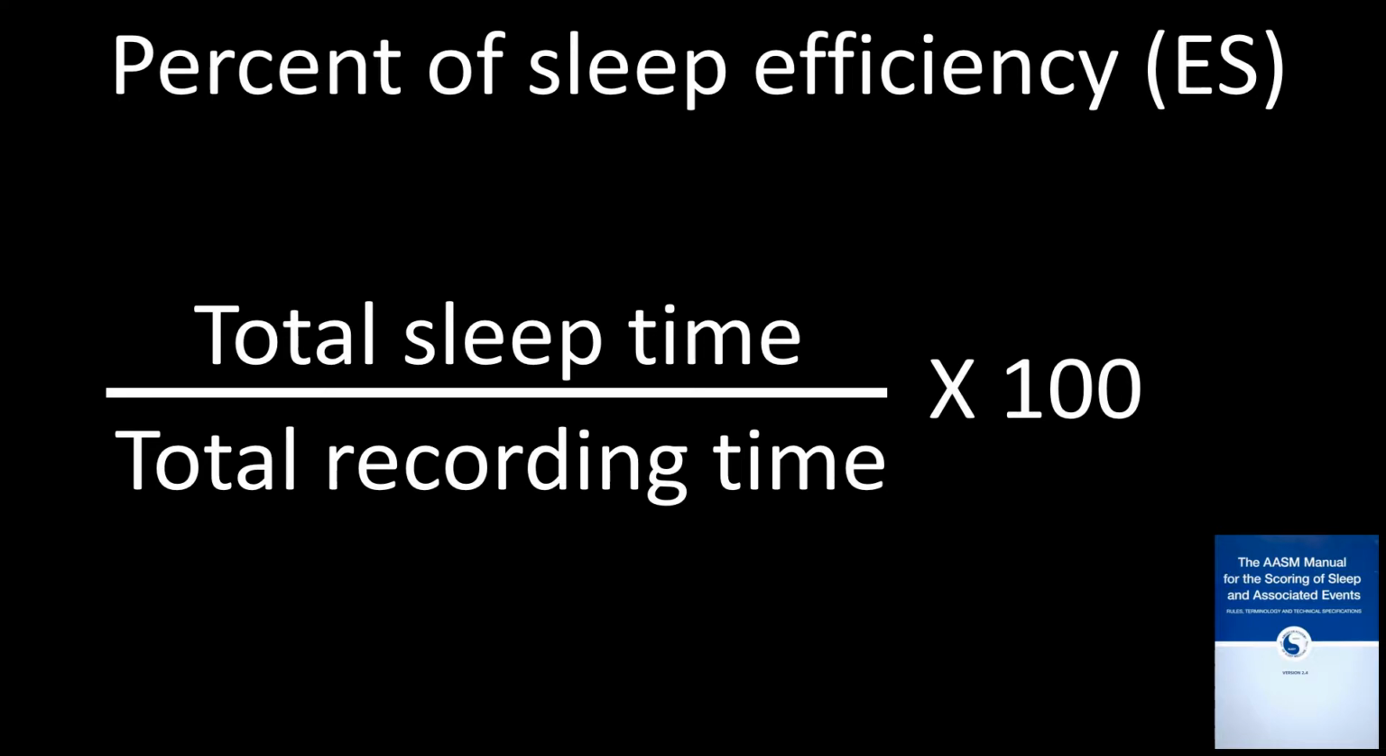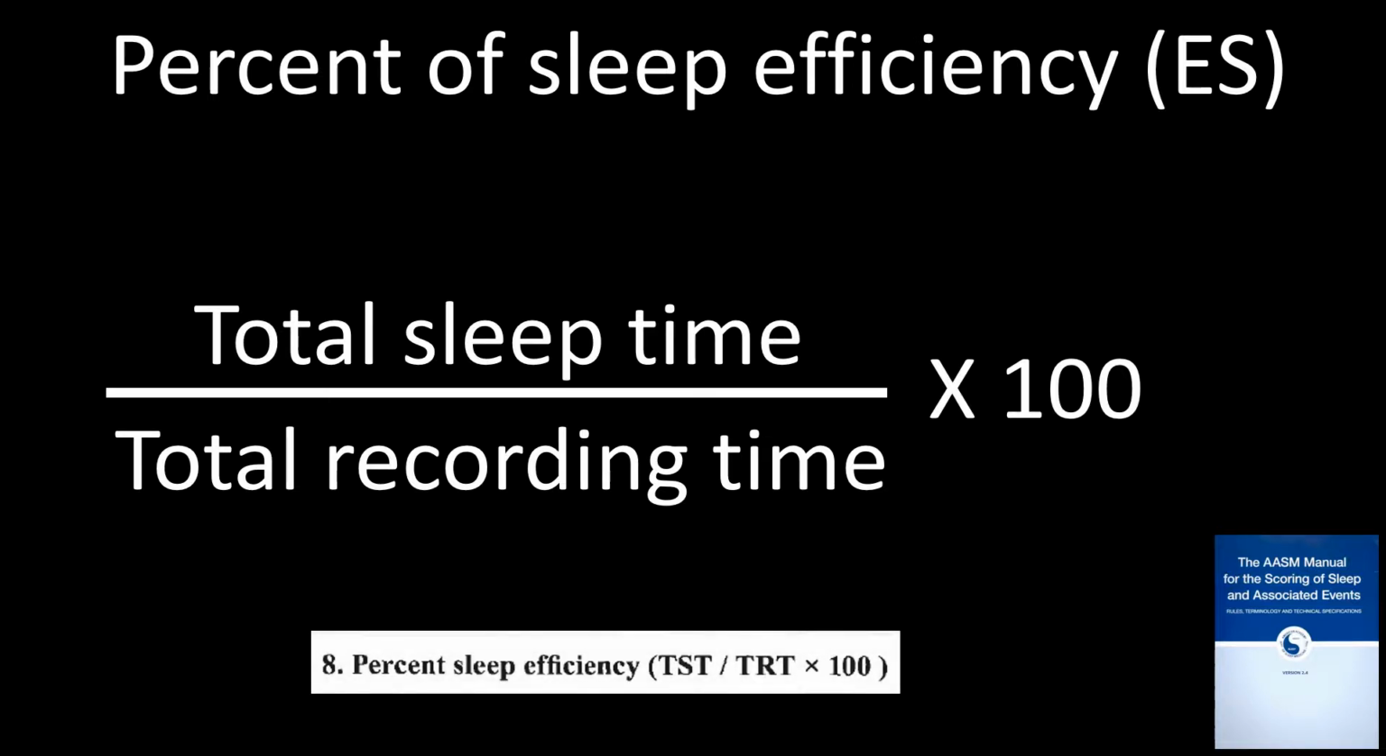Another useful parameter that reflects the sleep-awake relation is the percent of sleep efficiency. This parameter is calculated by dividing the total sleep time by the total recording time and multiplying the product of this division by 100. I think that in the 2.4 version of the AASM manual, the parenthesis was misplaced.